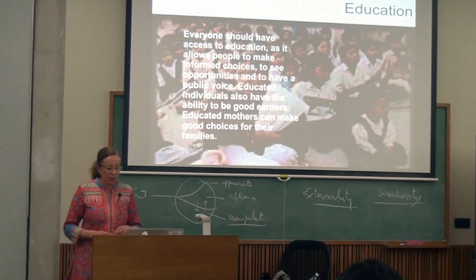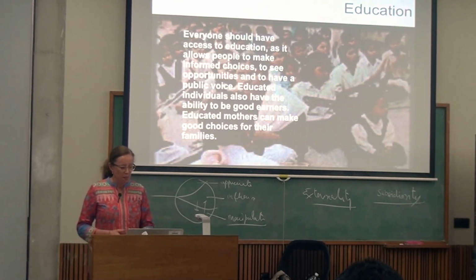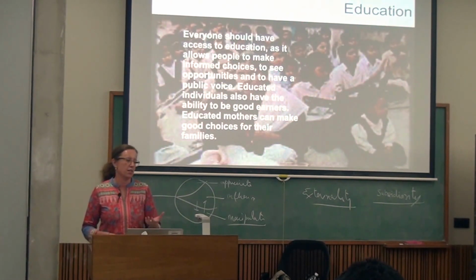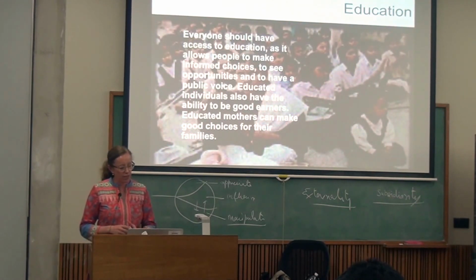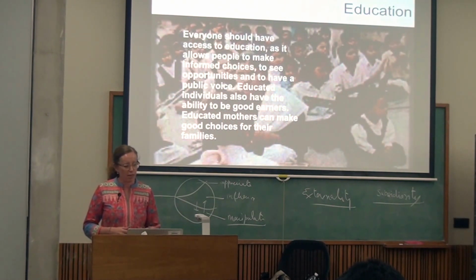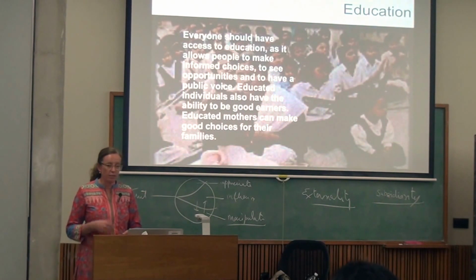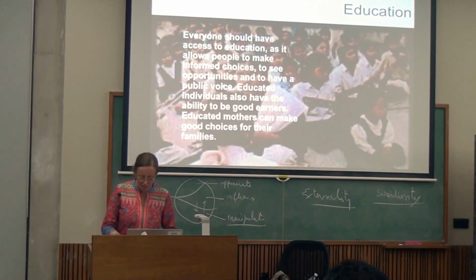Delft University have done many projects which they call the bottom of the pyramid. And here are a few of the main areas that they think we should focus upon. The first one is education, because they see that education allows people to make informed choices, to have a public voice, and to be able to be good earners. And when women are educated, they can make good choices for their family. And I think we had a very long discussion about that this morning.